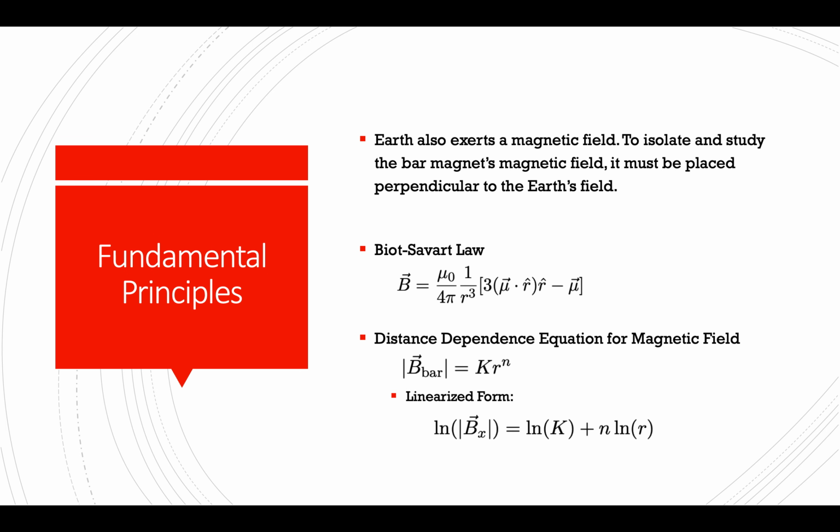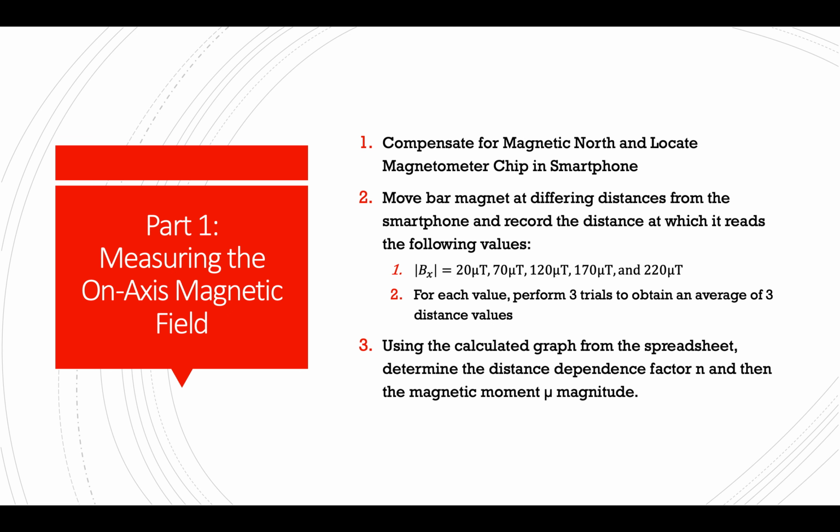One of the fundamental principles is that the Earth also exerts a magnetic field. To isolate and study the bar magnet's magnetic field, it must be placed perpendicular to the Earth's field. Further, the Biot-Savart law is crucial to this experiment as it relates a magnetic field to the separation distance and the magnetic moment. The distance dependence equation for the magnetic field is important to calculate the distance dependence factor and the magnetic moment.